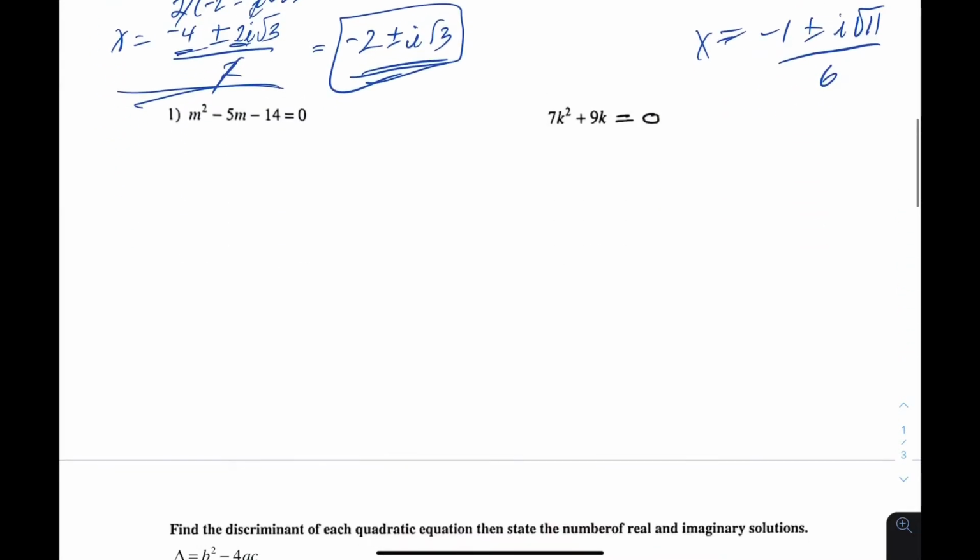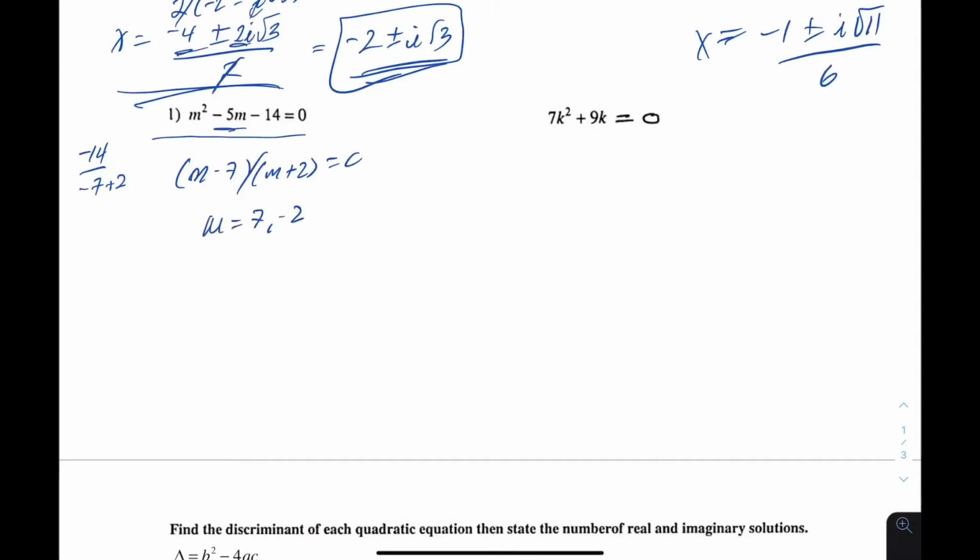Move on to the next one. The one right here, that's a good one to factor. Let's actually factor first. 2 things that multiply to get negative 14, but add to get negative 5. That would be negative 7 and positive 2. That gets you n minus 7, n plus 2 equals 0. Split it, n would equal 7 and negative 2.